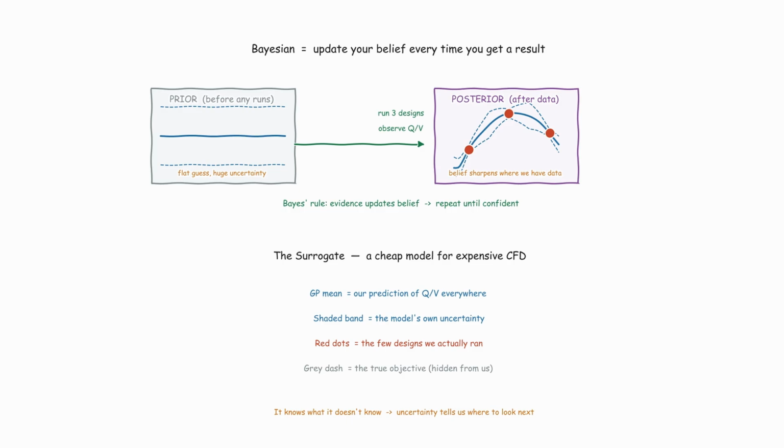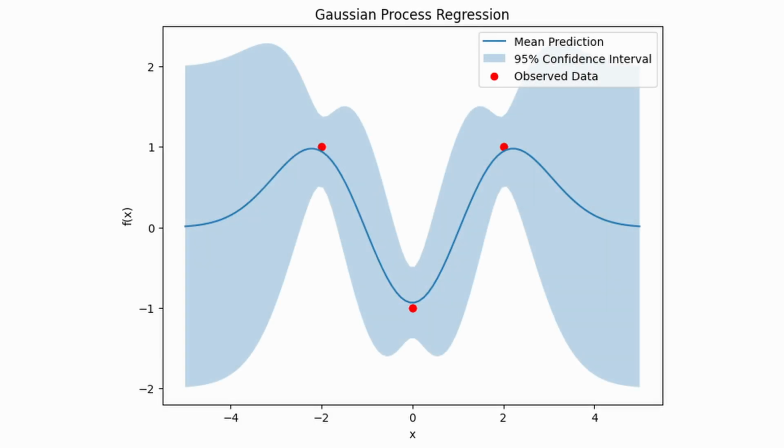And here's the direct link back to that prior and posterior idea. The GP mean plus its uncertainty band is the posterior belief we talked about. Before any data, the GP is the prior, a flat mean and a huge uniform band, the same wide, ignorant guess we saw on the left of the animation. Each red dot is one piece of evidence. The moment we add it, Bayes' rule pulls the mean toward that point and collapses the band around it. A Gaussian process is simply Bayes' rule applied to an entire function at once instead of a single number.